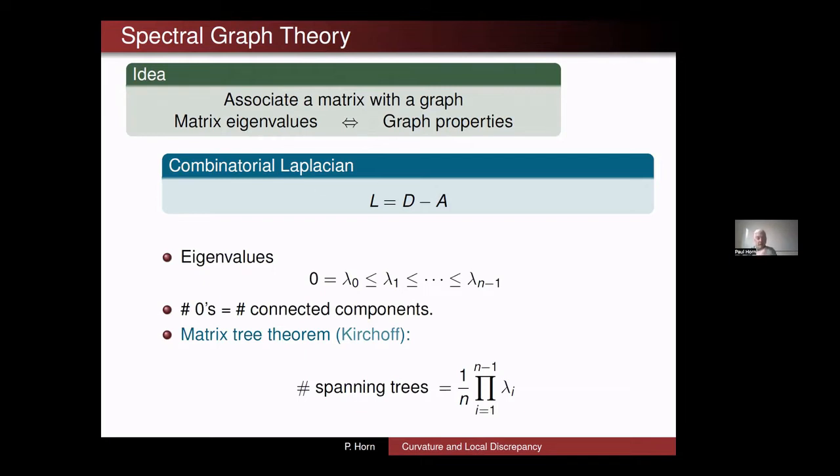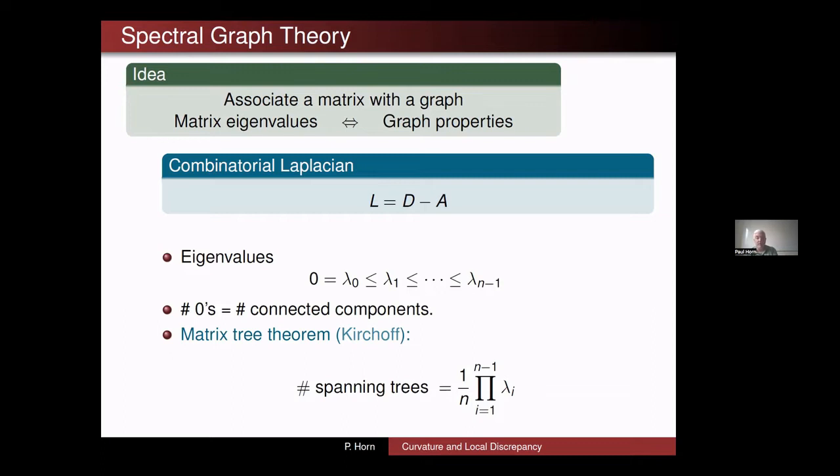Kind of right away, these eigenvalues tell you something about the connectivity of your graph, or at least the number of components. The first eigenvalue is always 0, and the number of zeros is the number of components. And as a quantitative version of that, perhaps, you have the matrix tree theorem, which tells you that these eigenvalues can actually count spanning trees in your graph.